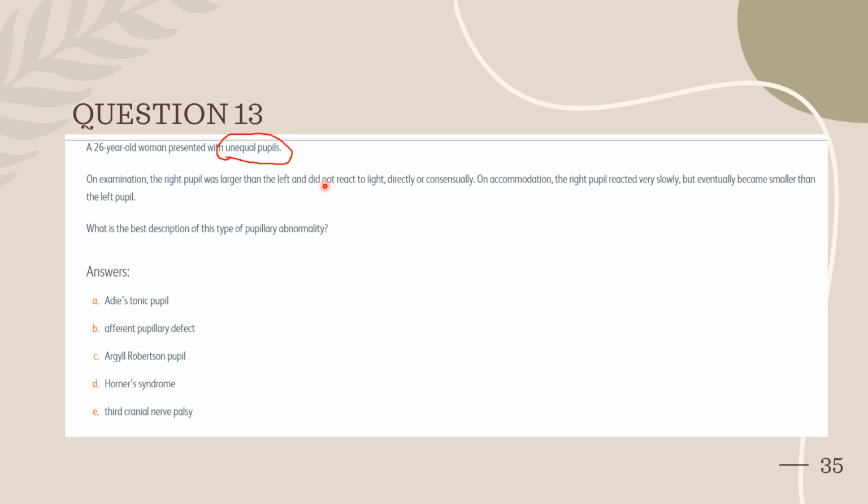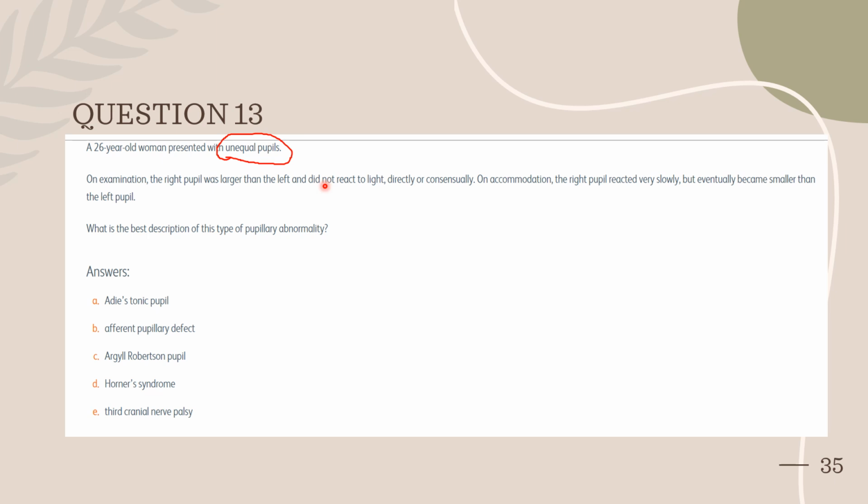Third cranial nerve is the nerve which is required for the constrictor pupillae to act. So if there is third nerve palsy, the constrictor pupillae cannot act and there can be a dilated pupil. So dilated pupil, you have your Adie's tonic pupil and third nerve palsy. Constricted pupil, you have your Argyll-Robertson pupil and Horner syndrome. You have to correlate with other signs and symptoms to understand which is which.